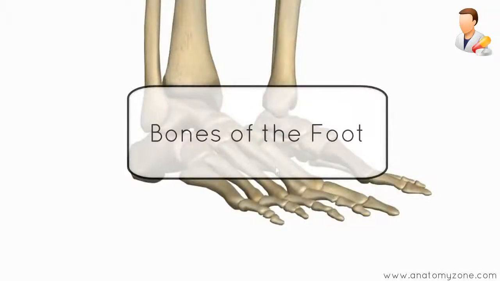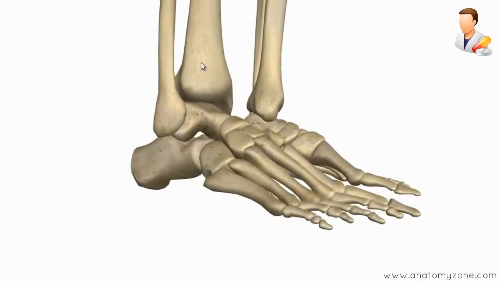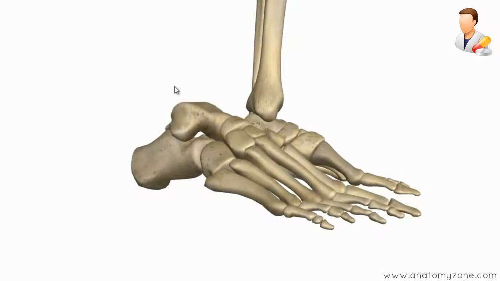Okay, this is a tutorial on the bones of the foot. So in the foot you've got tarsals, metatarsals and phalanges. So I'll just remove the tibia and the fibula so we can take a look at the tarsal bones first.